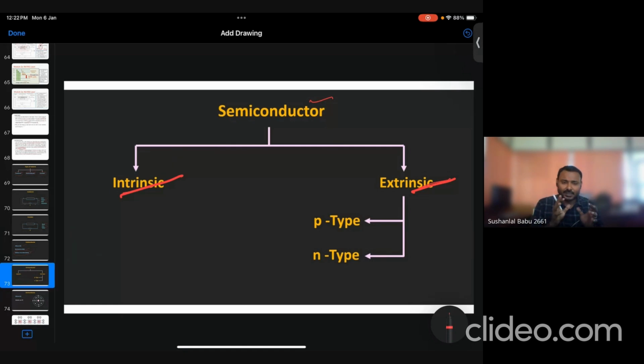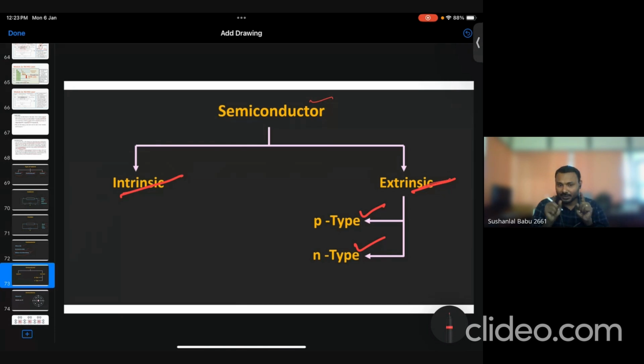Intrinsic means in pure form. Silicon means only silicon atoms will be present. Extrinsic means apart from silicon, we will add outside material to improve its conductivity. That process is called doping. You might have learned doping. As a result of the doping process, we can generate p-type semiconductors as well as n-type semiconductors. In p-type, the majority charge carriers will be positively charged, that means holes. In n-type semiconductors, the majority charge carriers will be electrons. That is the difference between p-type and n-type.